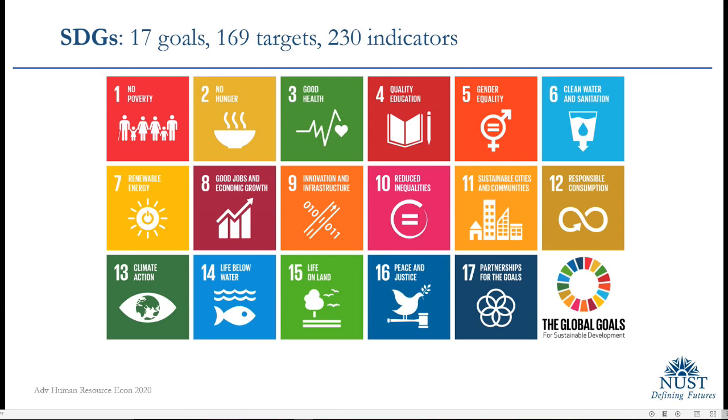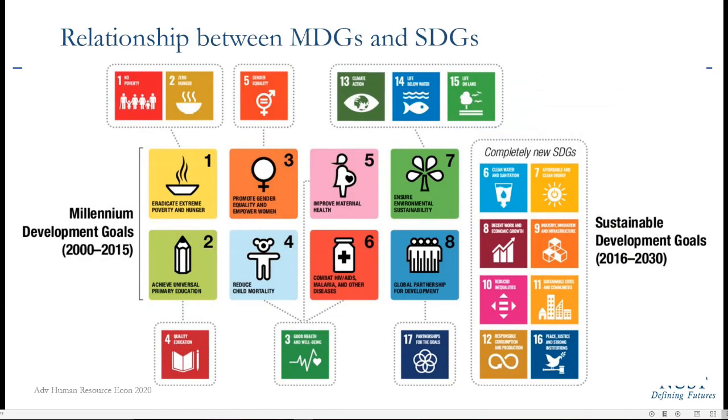So SDGs comprise 17 goals, 169 targets and 230 indicators. Instead of reading these indicators one by one, I'll just move forward. MDGs were the first ones. In the next slide, we will see a little bit about the history and what the objectives of the two programs were. In this slide, these 8 boxes are what MDGs stood for. Those were the 8 MDG goals.